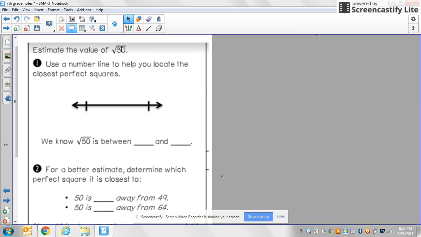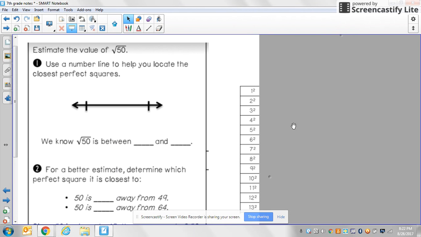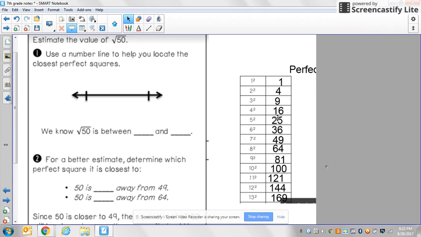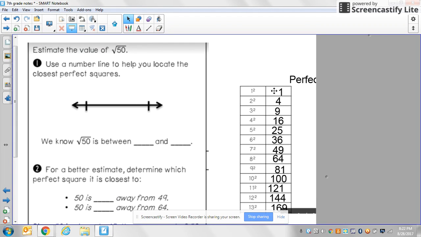Now, in order to do that, we're going to use a number line, fill it in, and then plot where we think the square root of 50 will be. We're also going to be using our perfect square sheet. Okay, so what I want you to do right now is take a moment. You have the square root of 50. Which of these perfect squares do you think we can put the square root of 50 in between? Go ahead and take a moment, pause, and then see if you are right.